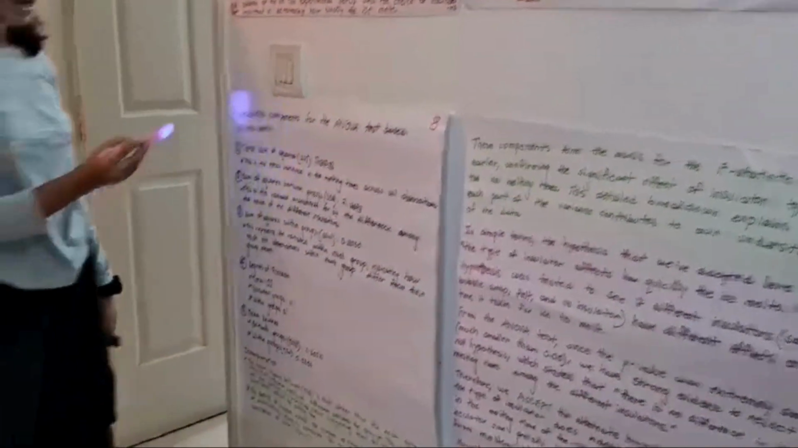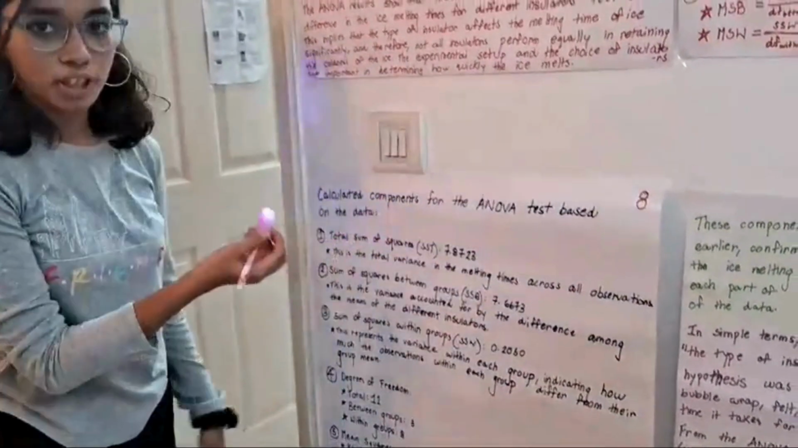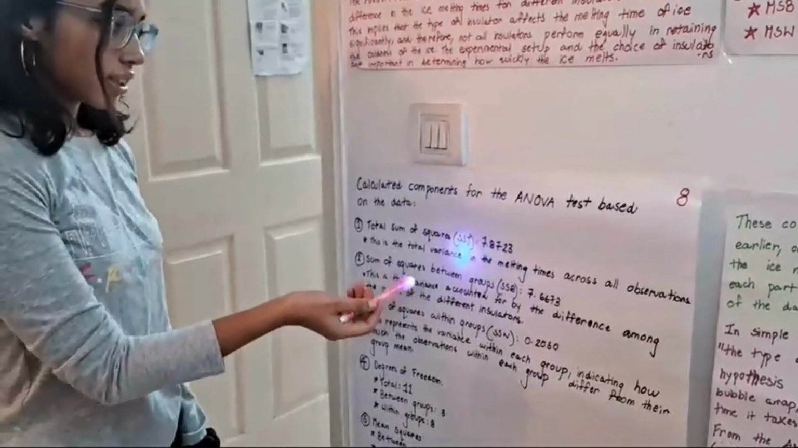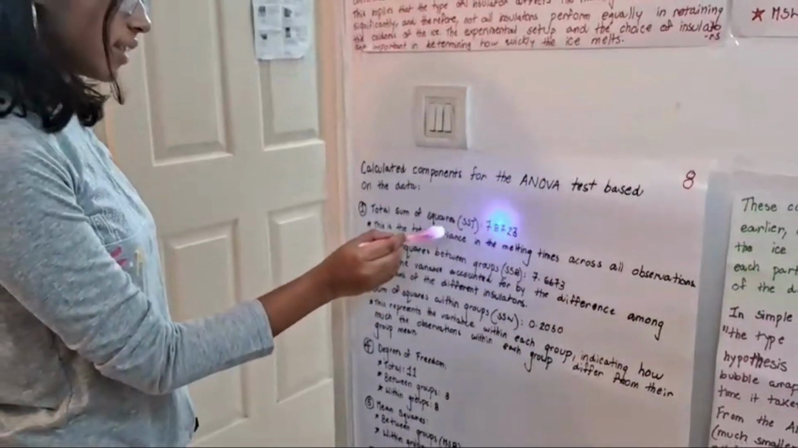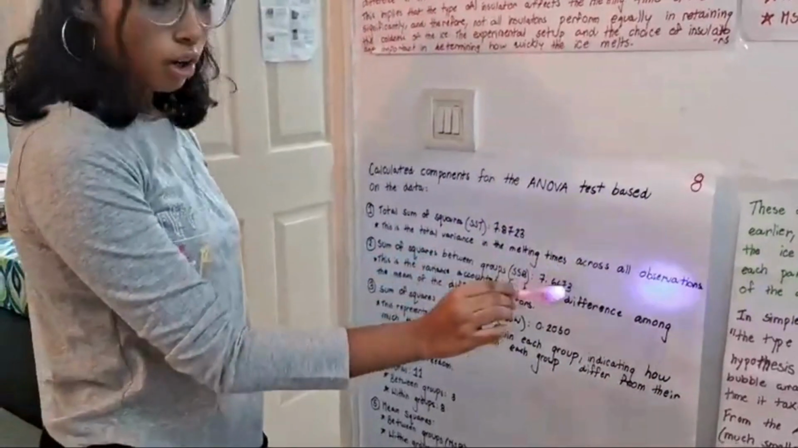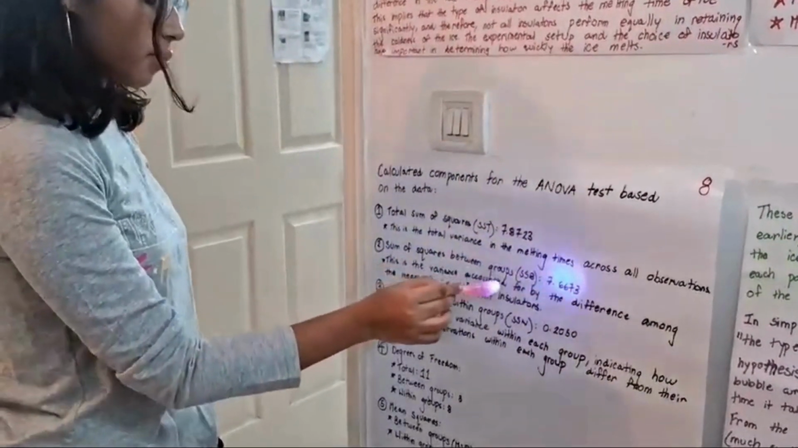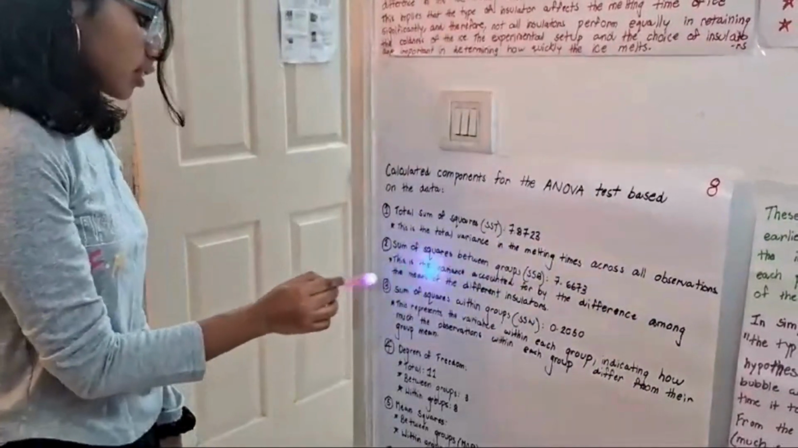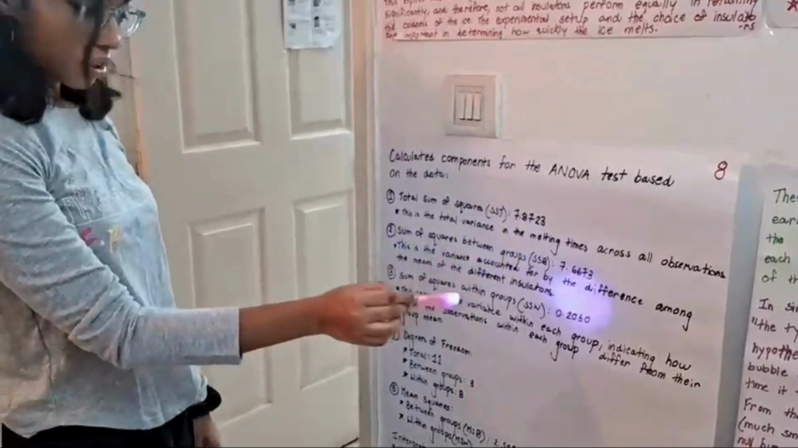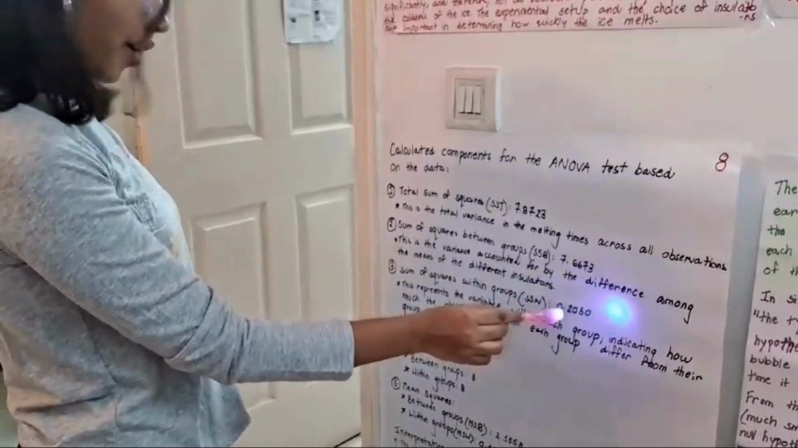Now let's come to my calculated components for the ANOVA test based on the data. First, we have the total sum of squares SST, which came out to be 7.8723. This is the total variance in the melting times across all observations. Next, we have the sum of squares between groups, which is 7.6673. This is the variance accounted for by the difference among the means of the different insulators. Then we have SSW, which is 0.2050.